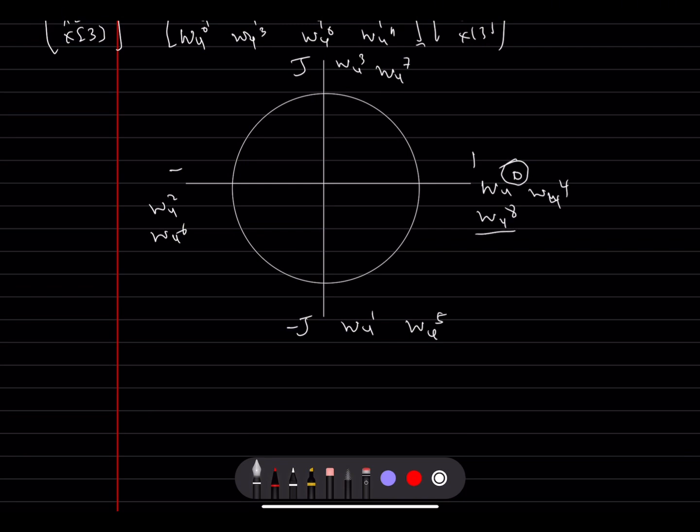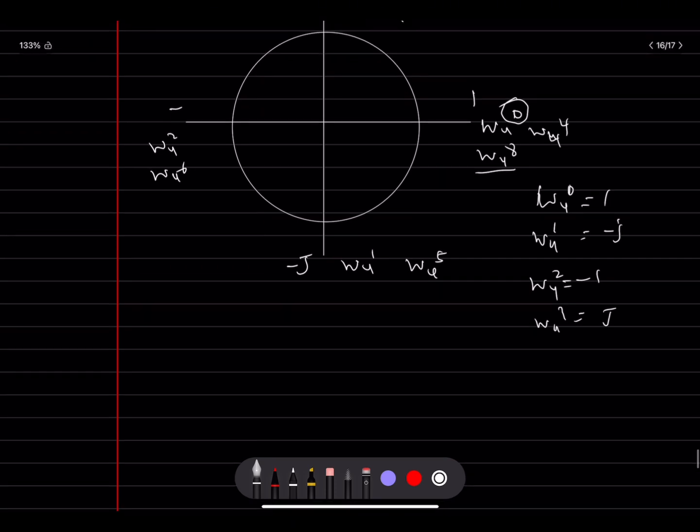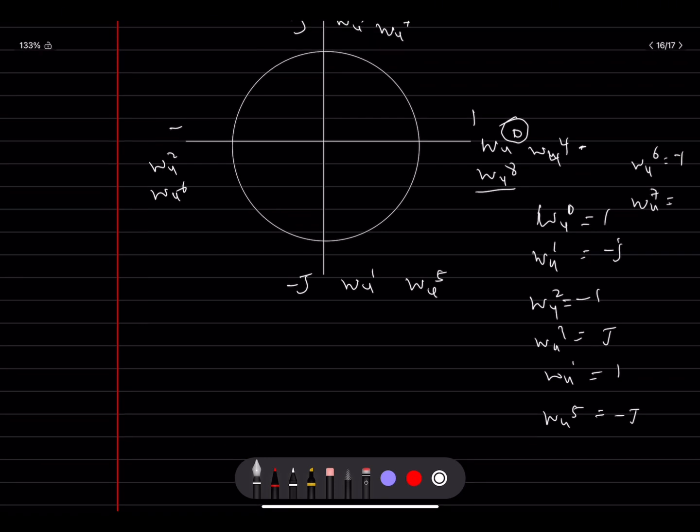So here you don't need a calculator. So you can just pick W4 power 0 to be 1, W4 power 1 to be what? Minus j, and then W4 power 2 to be what? Minus 1, right? And W4 power 3 is also supposed to be what? j, and so on. So W4 power 4, it's going to give us what? 1. W4 power 5 is giving us minus j. W4 power 6 is giving us minus 1. And W4 power 7 is also giving us j.